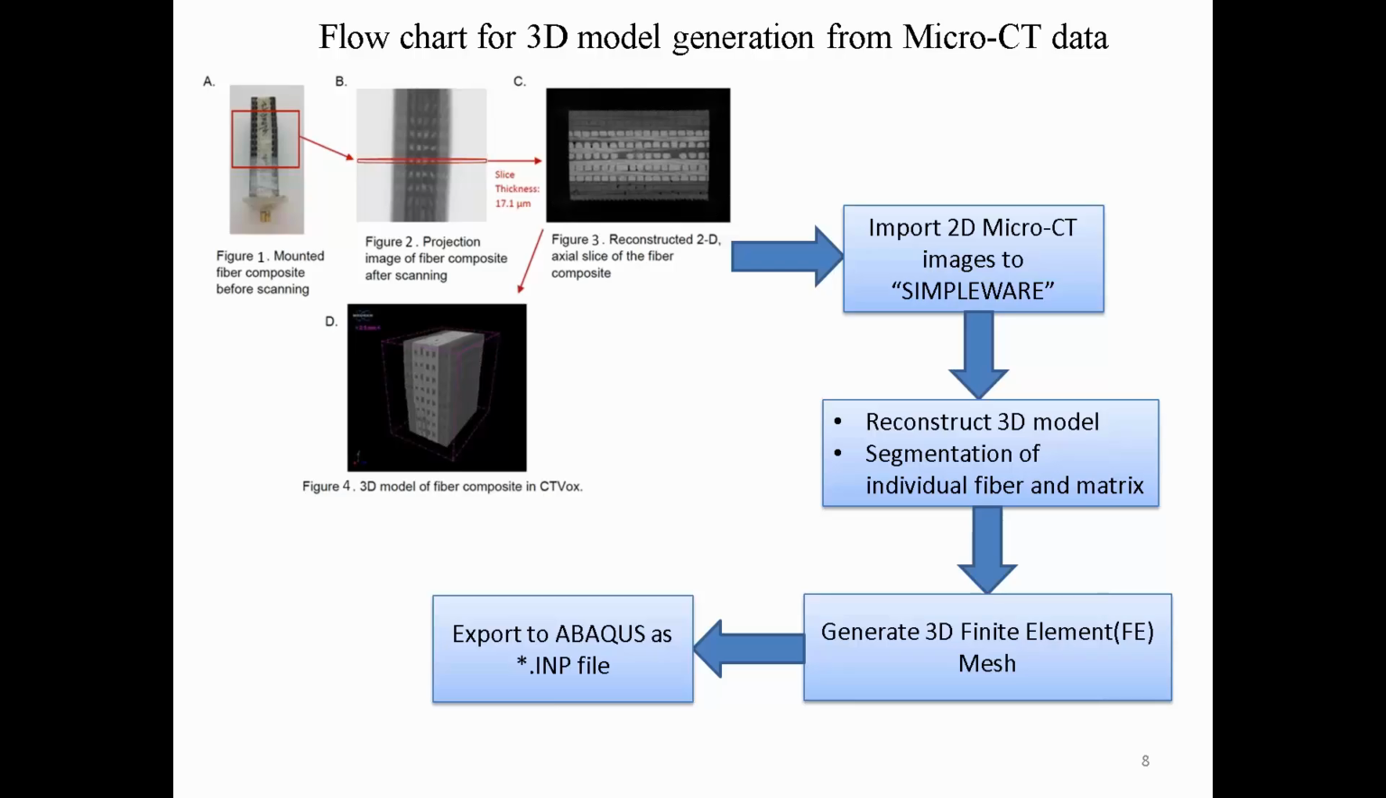So that's the beauty of this Simpleware, that you can clearly differentiate between different material systems based on the grayscale difference and the density difference from the images. And when you get the finite element model, I use Abaqus for my analysis, but you can bring it to any finite element software as an input file. You can export it from Simpleware.